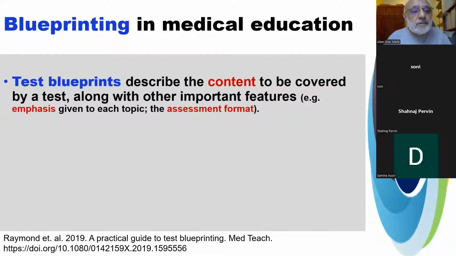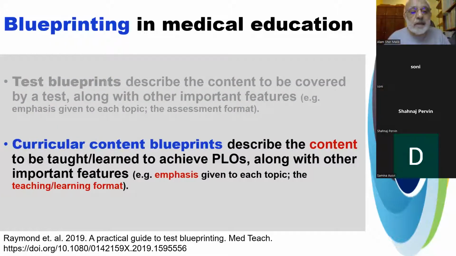This is the slide which you have seen previously also, and I said it is a very important slide to differentiate between blueprinting for assessment and blueprinting for curricular content. The test blueprint describes the content to be covered by a test, along with other important features, for example, emphasis given to each topic, like the calculated frequency and the impact, and the assessment format. Whereas the curricular content blueprint describes the content to be taught to achieve program learning outcomes, along with other important features, that is the emphasis given to each topic and the teaching learning format.